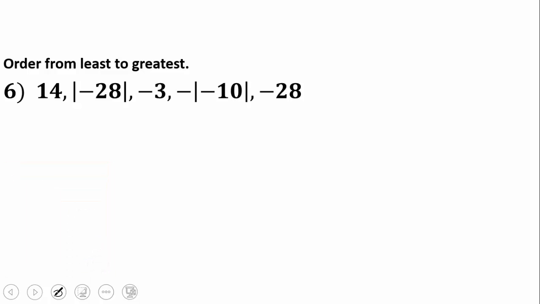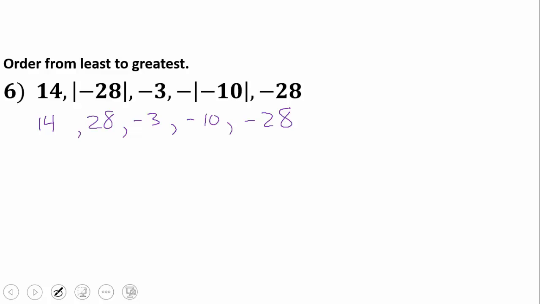I'm going to use purple this time. 14 is just 14. The absolute value of negative 28 is going to be 28. And we just have negative 3. The negative absolute value of negative 10, well, the absolute value of negative 10 is 10, and we've got to bring that negative sign down, so we have a negative 10, and we have a negative 28.